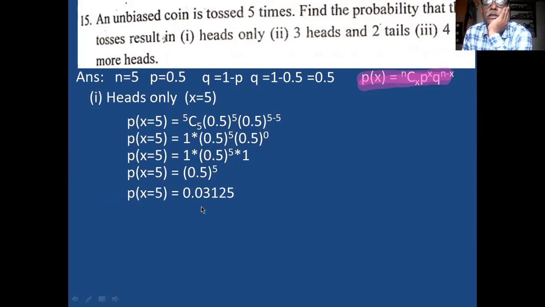0.5 raised to 5 is equal to 0.03125. This is the probability. Probability of getting only head. Only head means all heads. Okay, this is the answer for the first question.